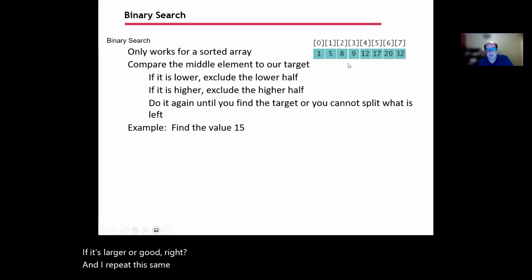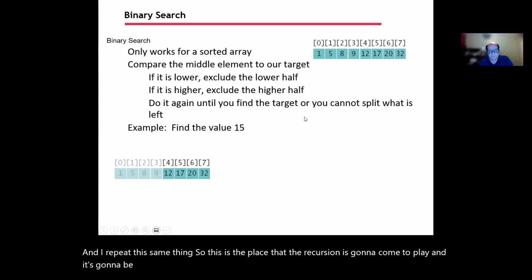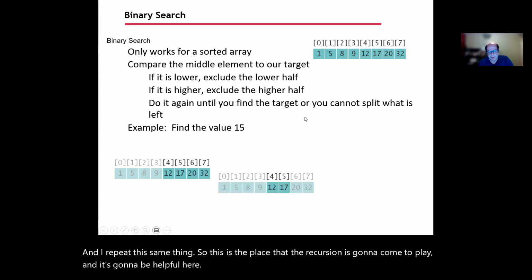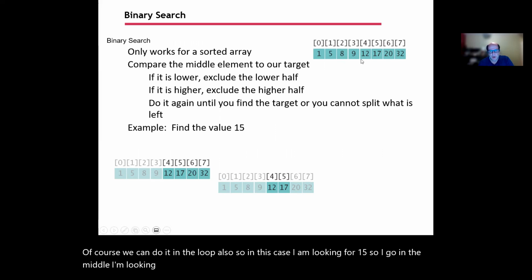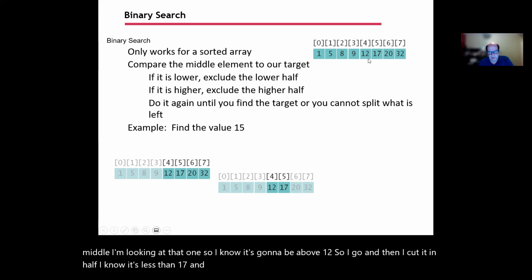This is the place where recursion is going to come into play, and it's going to be helpful here. Of course, we can do it in a loop also. In this case, I am looking for 15. So I go to the middle and look at that one. I know it's going to be above 12. So I cut it in half. I know it's less than 17. Then I cut it in half, and then I know it doesn't exist.